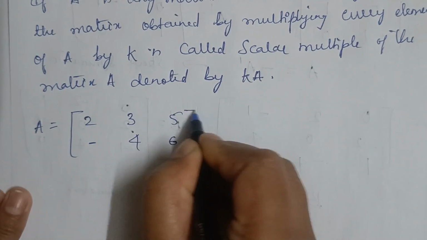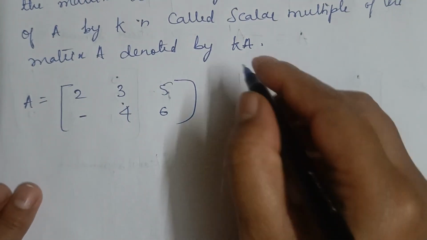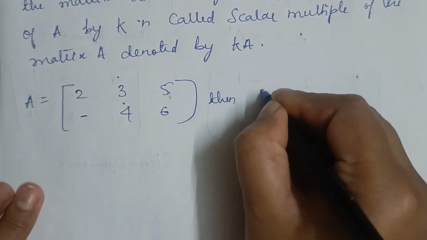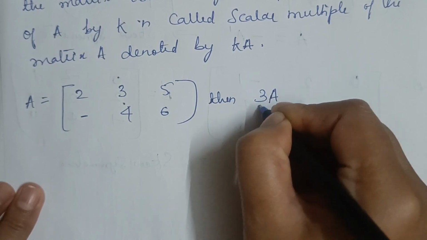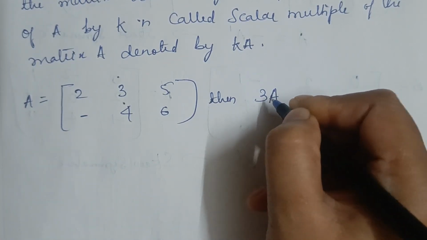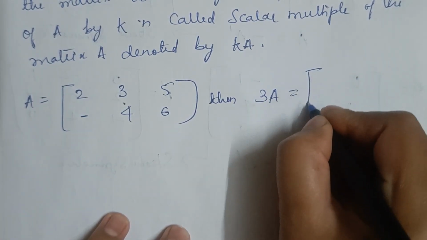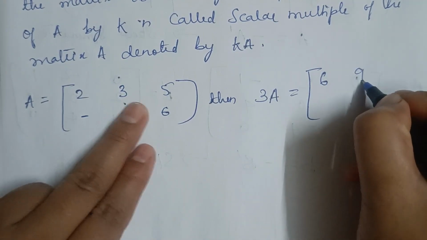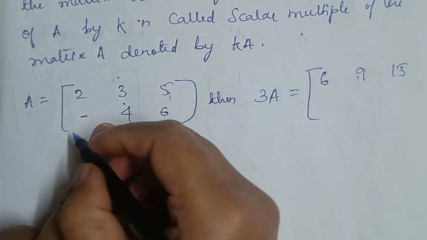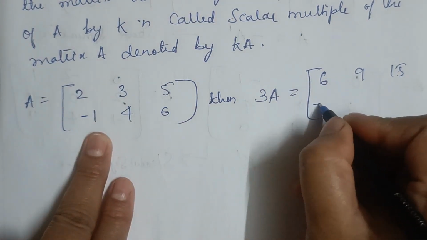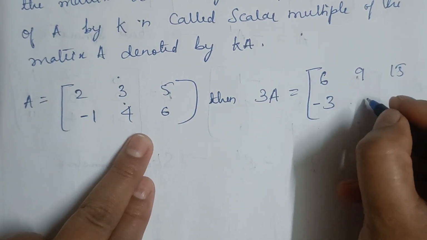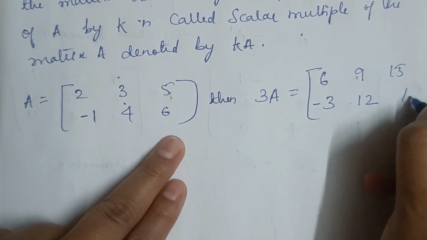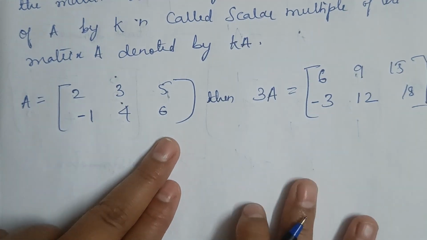4, 6. Okay, then let me multiply each and every element of matrix A with the scalar value 3. It is going to be 3 2s are 6, 3 3s are 9, 3 5s are 15, and this is minus 1, right? So minus 3, 3 4s are 12, 18. Correct?